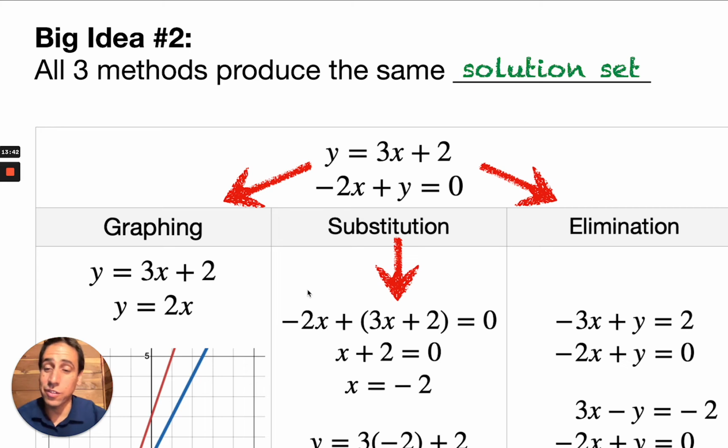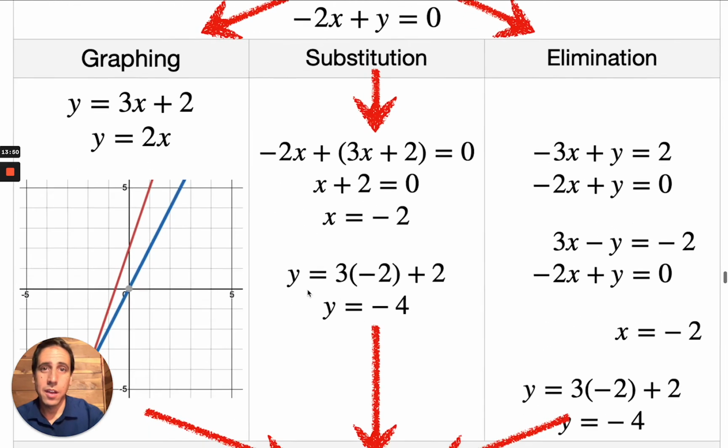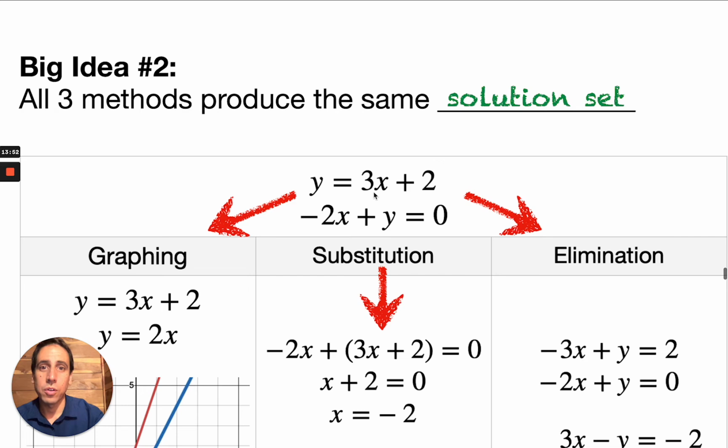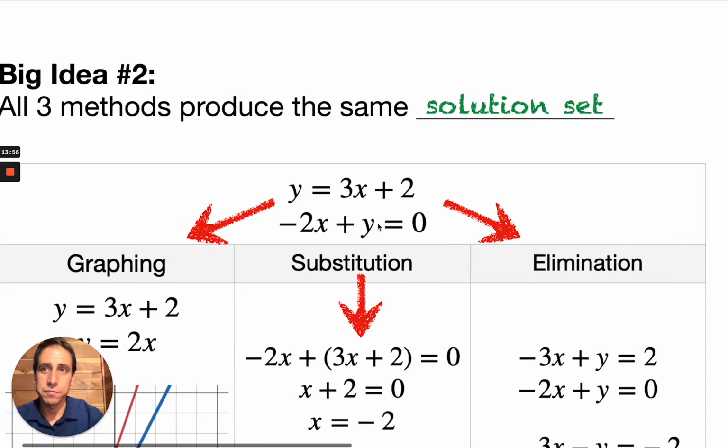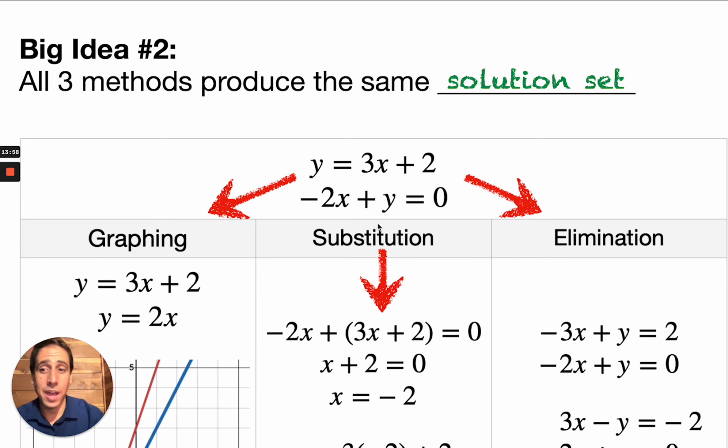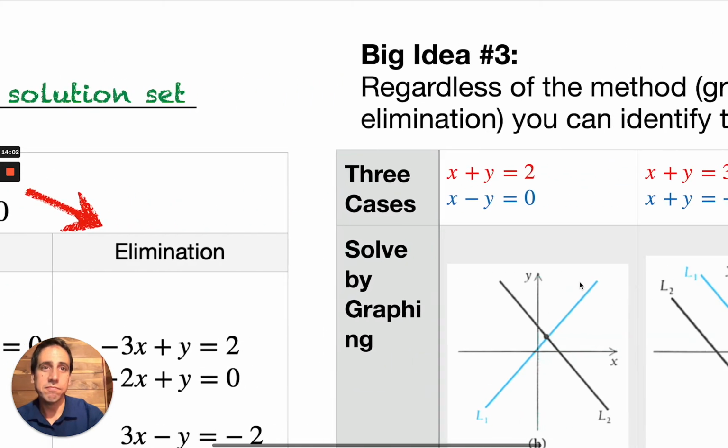And if the instructions don't necessarily require a particular method, then you can choose whichever one you want, based on looking at the equations and seeing which one might be most convenient for you. Honor students got to be flexible. You got to be able to do all 3 in any given situation.